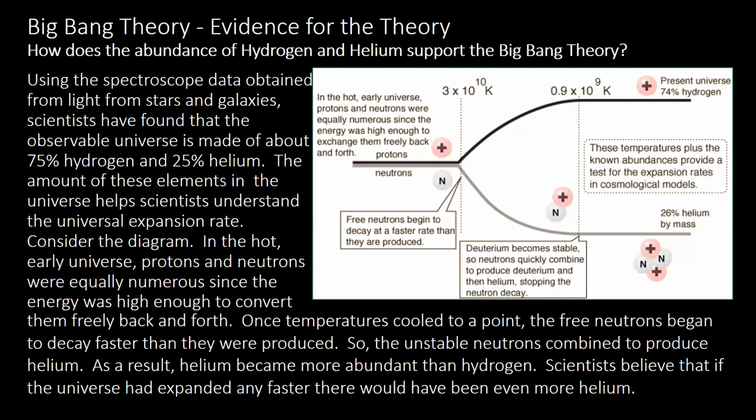Consider the diagram. In the hot early universe, protons and neutrons were equally numerous since the energy was high enough to convert them freely back and forth. Once temperatures cooled to 3 × 10⁹ Kelvin, the free neutrons began to decay faster than they were produced. So the unstable neutrons combined to produce helium. So then helium became more abundant than hydrogen. This might seem a little difficult to understand, but if you just look at the diagram really closely, it'll begin to make sense. So now scientists believe that if the universe had expanded any faster, there would have been even more helium.